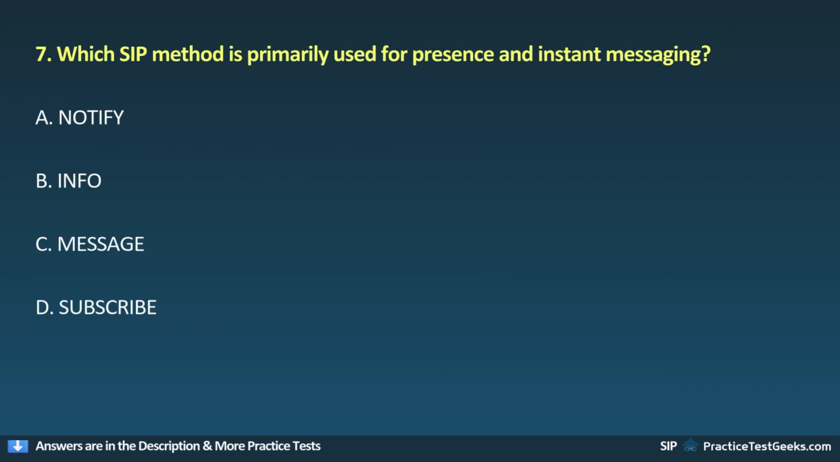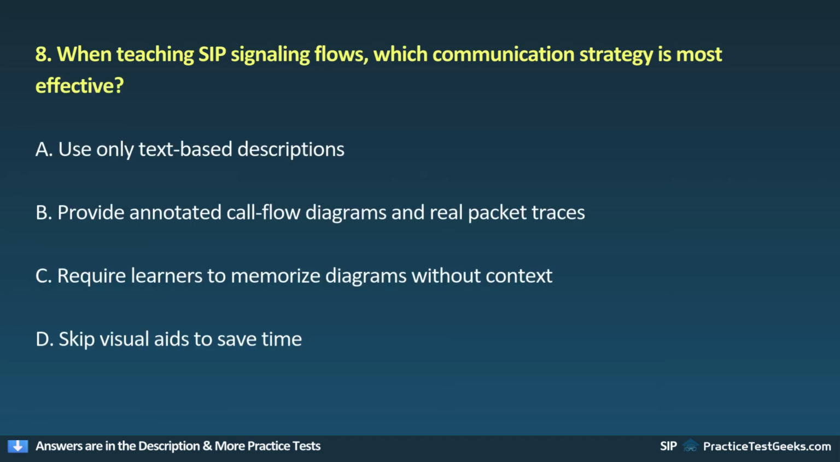7. Which SIP method is primarily used for presence and instant messaging? A. NOTIFY. B. INFO. C. MESSAGE. D. SUBSCRIBE. 8. When teaching SIP signaling flows, which communication strategy is most effective?